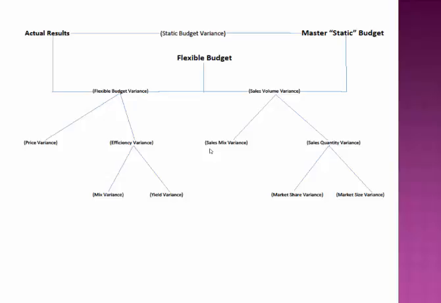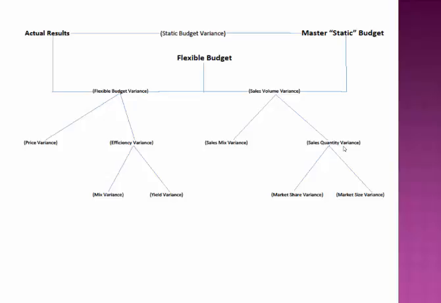The sales quantity variance is the other part of breaking down the sales volume variance. And the sales quantity variance, right here, is the difference between the budgeted contribution margin based on actual units sold of all products at the budgeted sales mix and the contribution margin in the static budget. The sales quantity variance arises because the number of units sold varies from the budget.